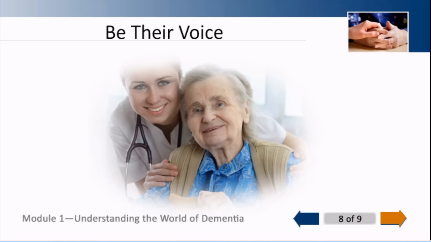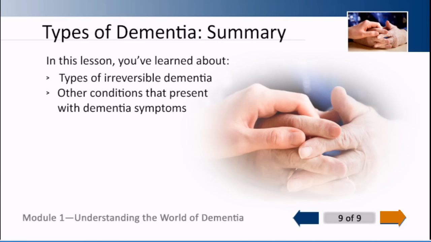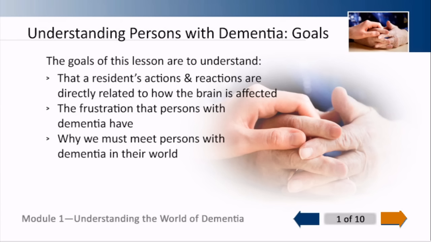Not every moment. So we've talked about irreversible dementias. We've talked about other conditions that could present symptoms of dementia. The goals of this lesson on understanding persons with dementia are that a resident's reactions and actions are directly related to how the brain is affected, the frustration that persons with dementia have, and why we must meet persons with dementia in their world. We've talked a little bit about validation.